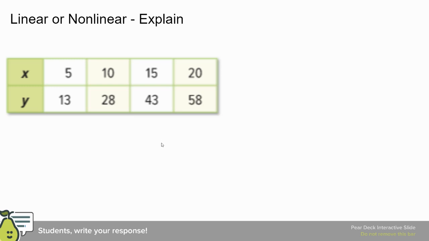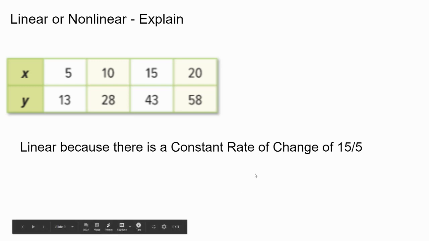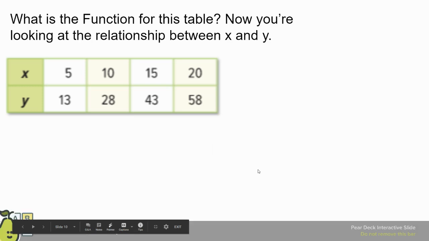Linear, nonlinear, explain. So again, please pause. Have your paper, pencil. Is this linear or nonlinear? It is linear because there's a constant rate of change of 15 over 5. Again, if we put the change of y over change of x, it would change 15 for every x change of y. Positive change.